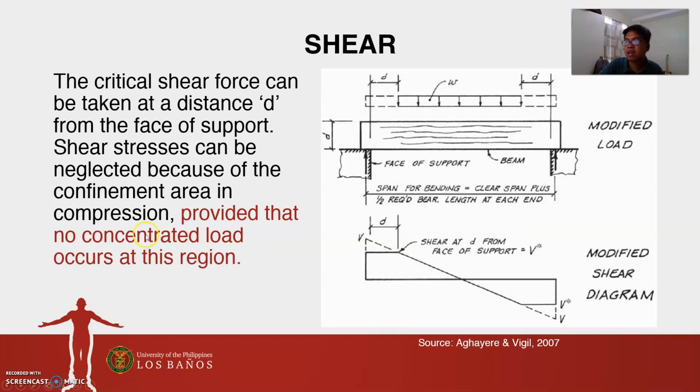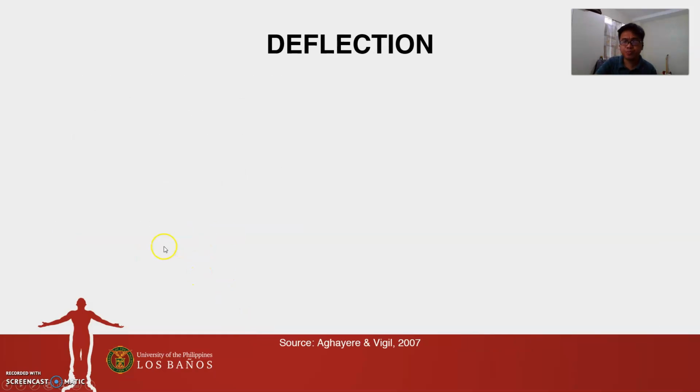But there's a caveat, as I have highlighted here. Provided that no concentrated load occurs at this region. As you can see here, this is just a uniformly distributed load. But let's say we have a moving load here, then that would not apply. Okay? So next, for deflection.